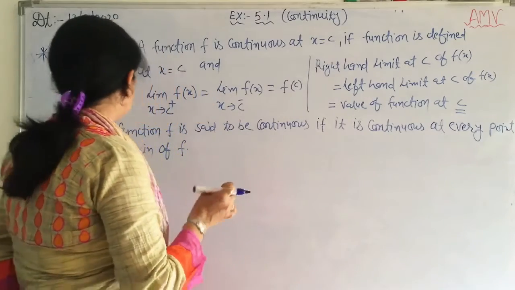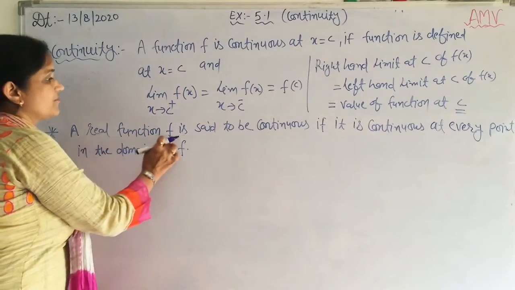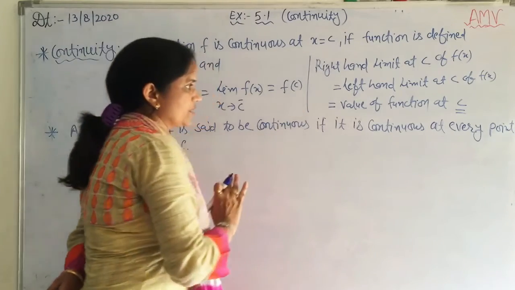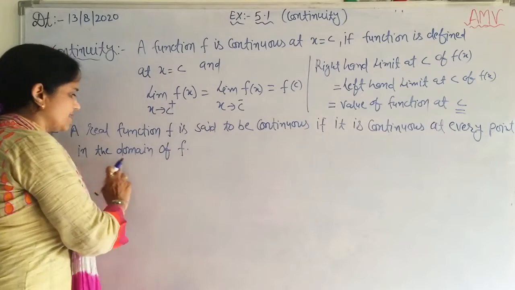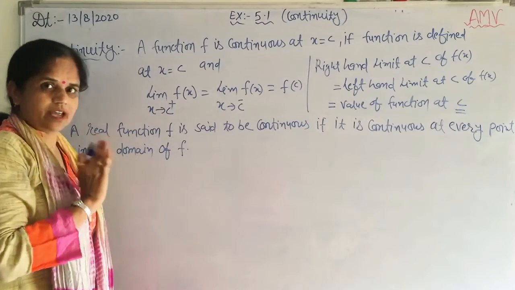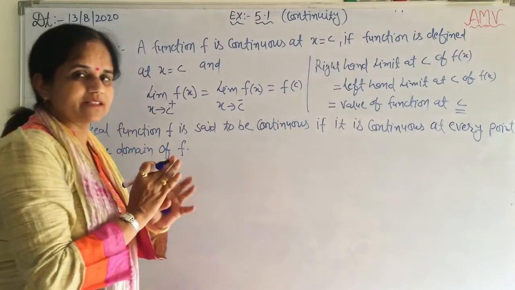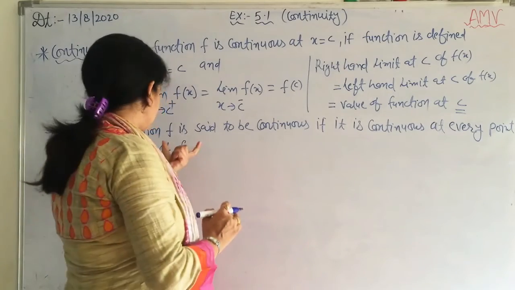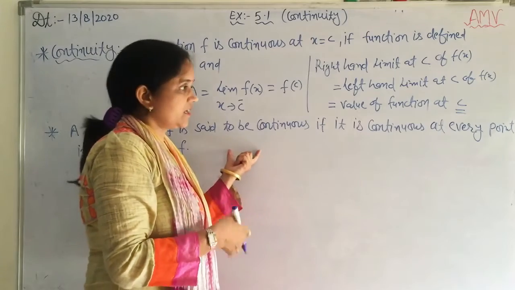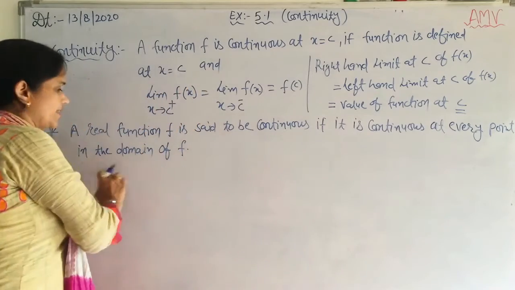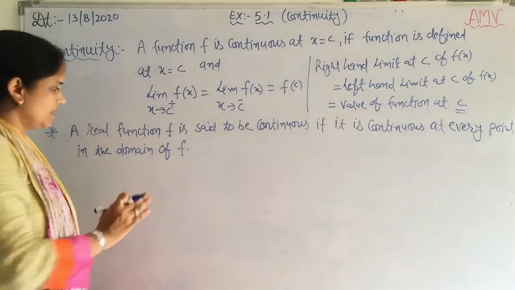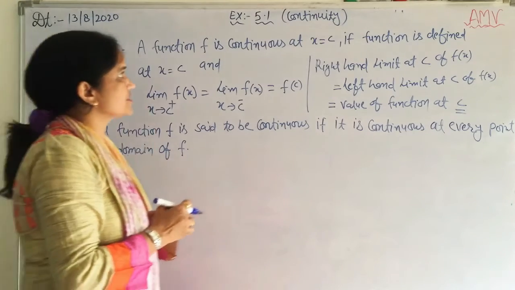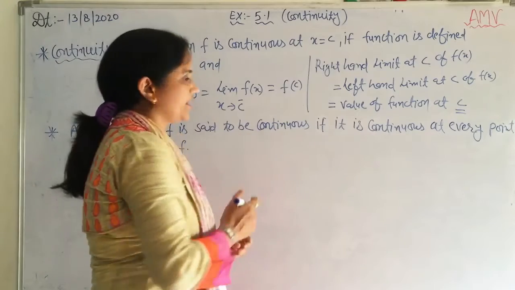A real function f is said to be continuous if it is continuous at every point in the domain of f. If a particular point is not given in the question, then we have to check that the function is continuous at every point in the domain of f. This type of question is given in exercise 5.1.